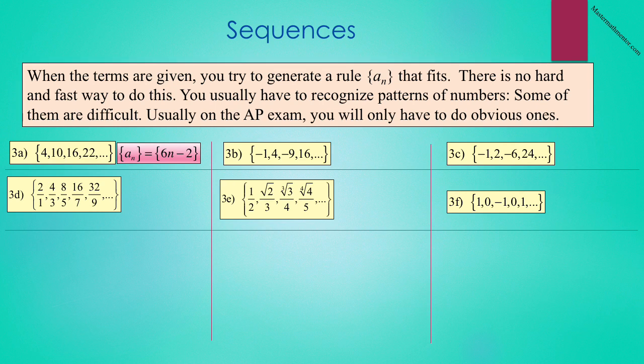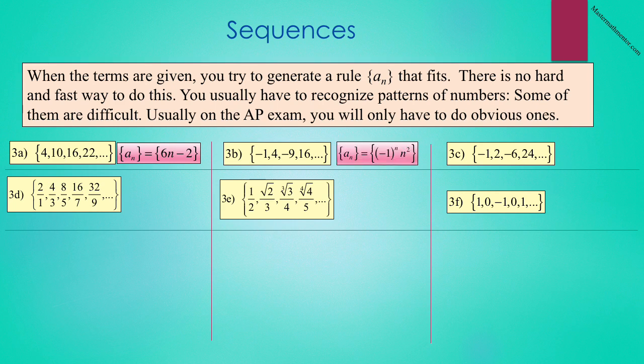It should be apparent that the difference between each number is 6, and you can think of it as a slope of 6. And to get the first term as 4, it would be 6n minus 2. When n is 2, the next term would be 10, etc.